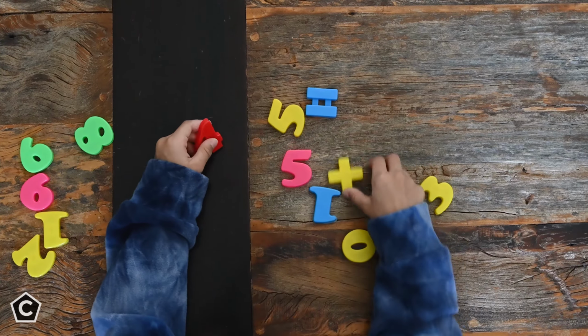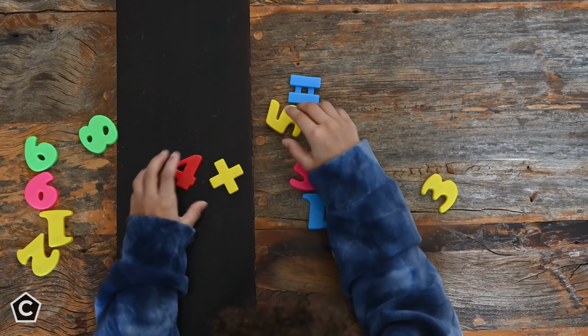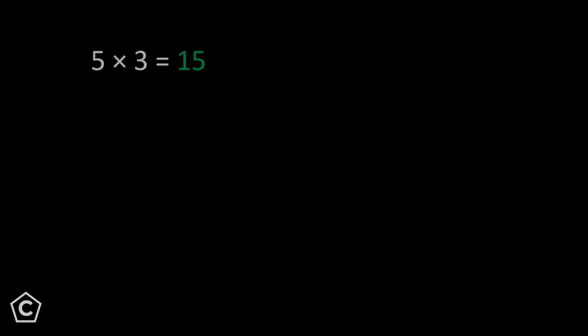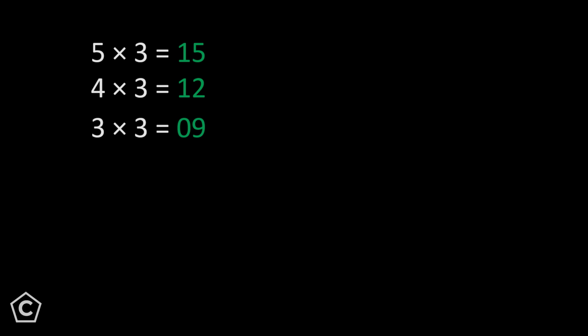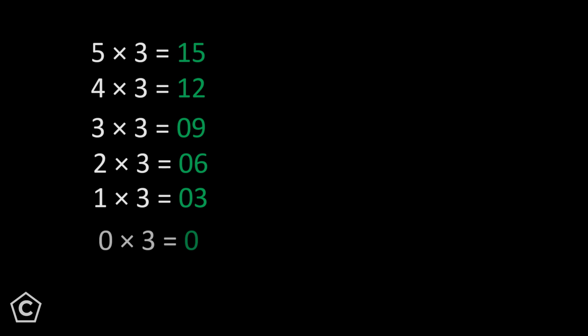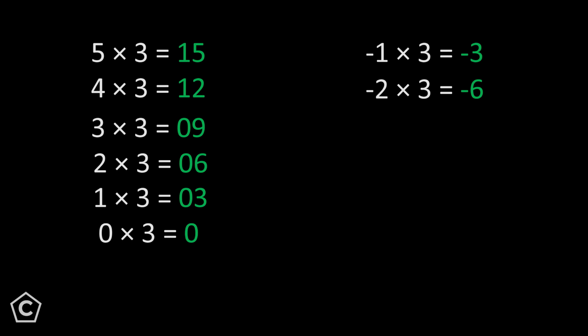Let's start with a simple pattern. Imagine multiplying numbers step by step. 5 multiplied by 3 is 15. 4 multiplied by 3 is 12. 3 multiplied by 3 is 9. 2 multiplied by 3 is 6. 1 multiplied by 3 is 3. 0 multiplied by 3 is 0. Now, if we continue this pattern, -1 multiplied by 3 becomes -3, and -2 multiplied by 3 becomes -6.